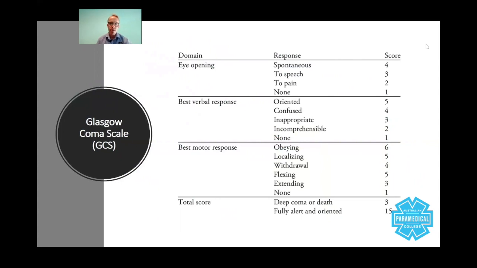So the total score can be 15 in total, or 3 if somebody is completely unconscious. So if there's no eyes opening, no verbal response, and no motor response, then that's a 3. It doesn't go lower than 3, and it doesn't go larger than 15.